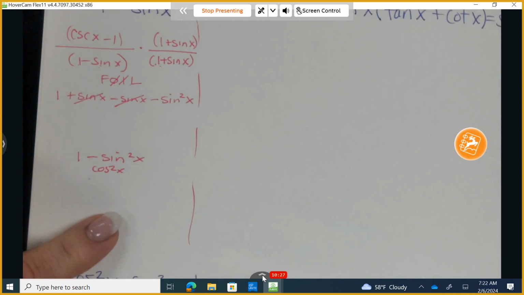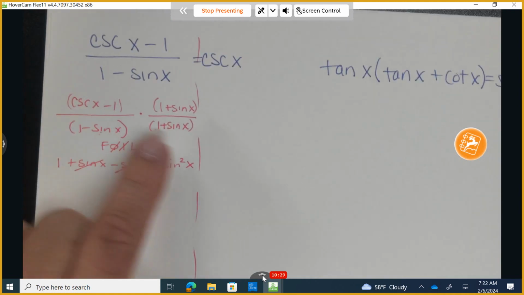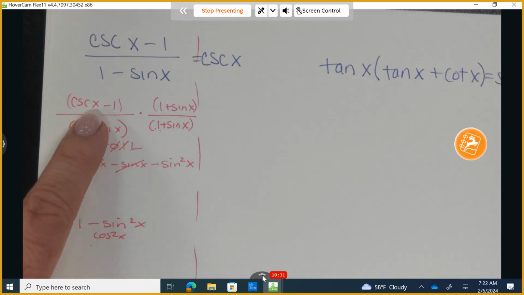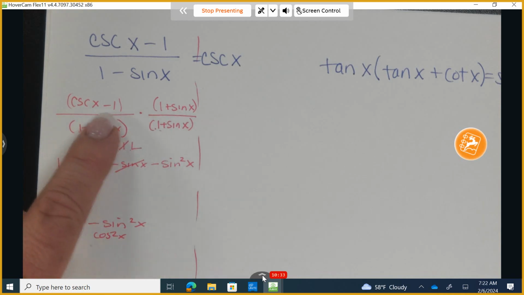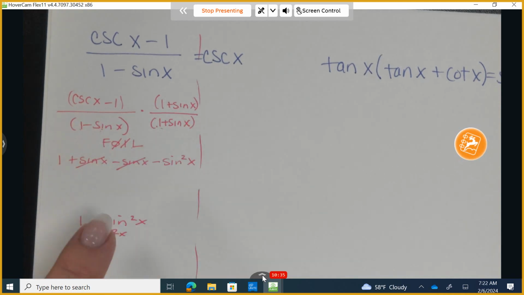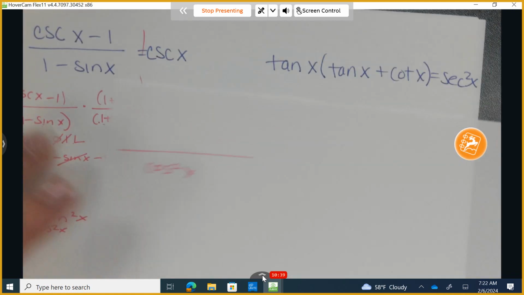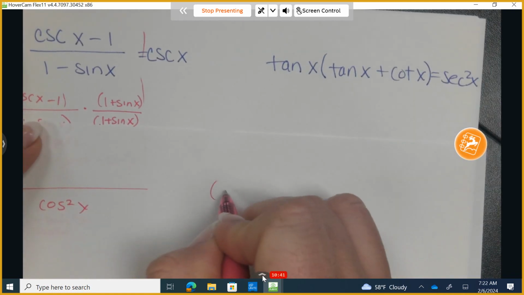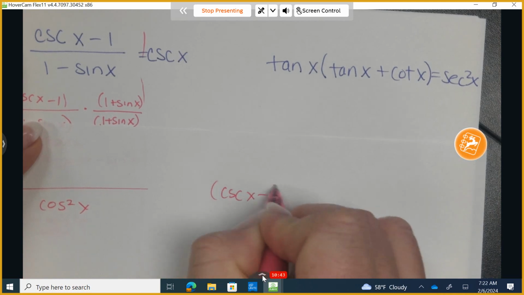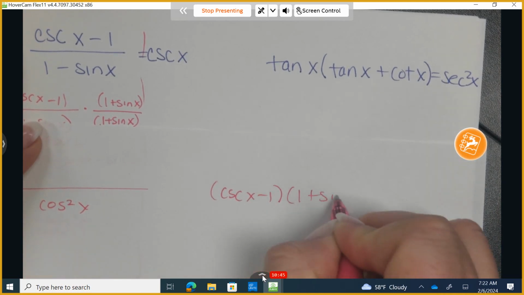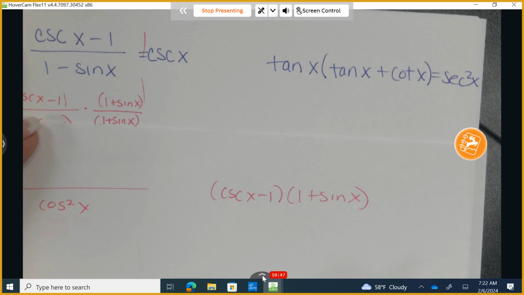Now I'm going to use this extra space and take my time, and this is going to take a little space, maybe I'll do it on a separate piece of paper. I'm going to FOIL these. I cannot use the shortcut because they're not exactly the same. I'm actually going to use this piece of paper over here. So we have the cosecant of x minus 1 times 1 plus the sine of x. And I'm going to FOIL this.